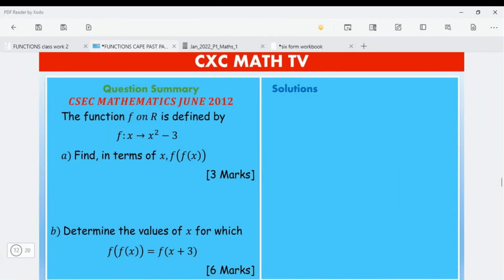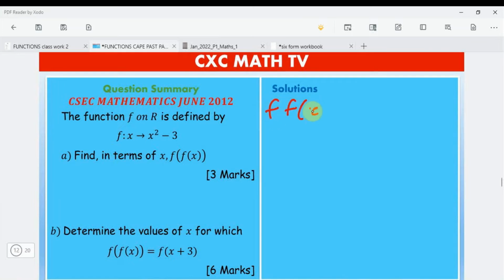Alright. Now this question is taken from June 2012. It says the function f on R is defined by f of x is x squared minus 3. Find f of f of x and then determine the values of x for which f of f of x is equal to f of x plus 3. Pause the video and attempt this question. Alright, so as you pause and attempt, the first thing we need to find is f of f of x.